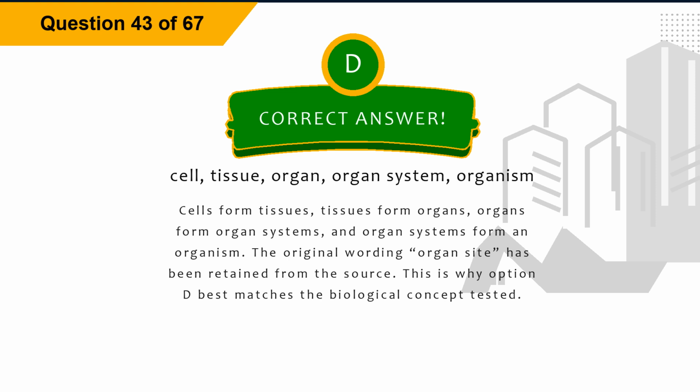Explanation: cells form tissues, tissues form organs, organs form organ systems, and organ systems form an organism. The original wording "organ site" has been retained from the source. This is why option D best matches the biological concept tested.